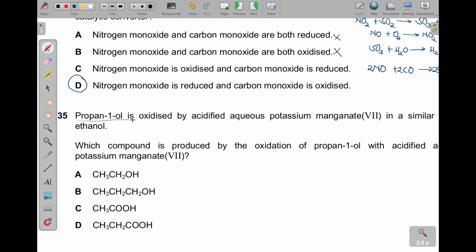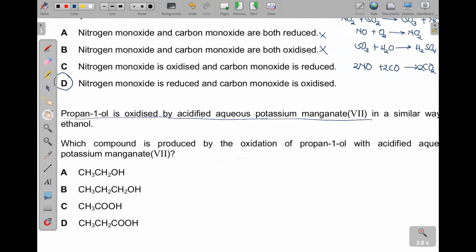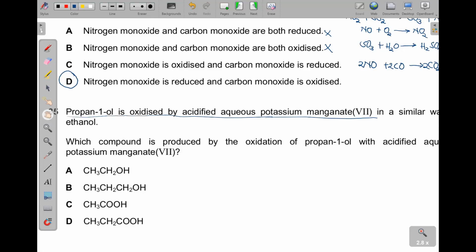Question 35. Propan-1-ol is oxidized by acidified aqueous potassium permanganate in a similar way to ethanol. When alcohols are oxidized, they form aldehydes, and further oxidation takes them to carboxylic acids. You will study these in detail at A level.